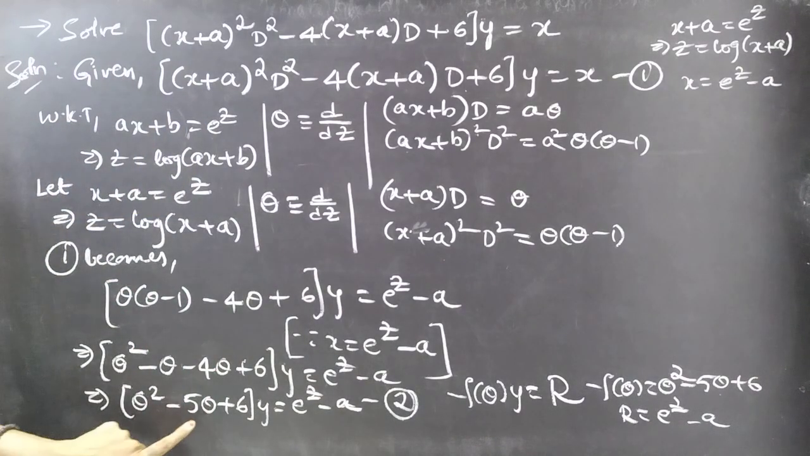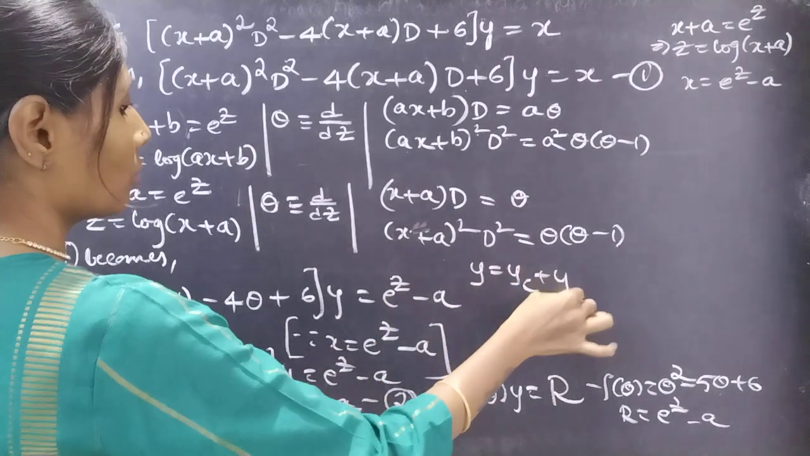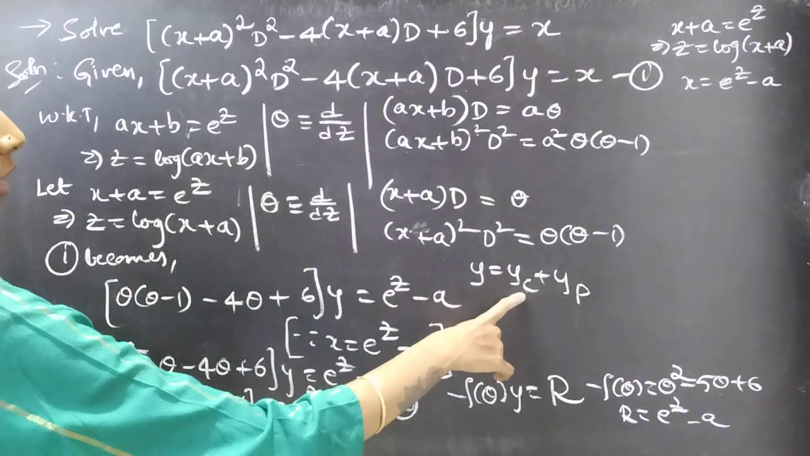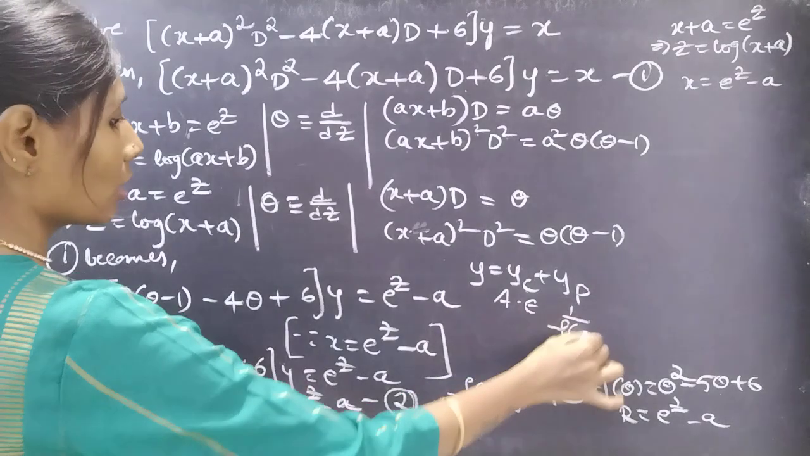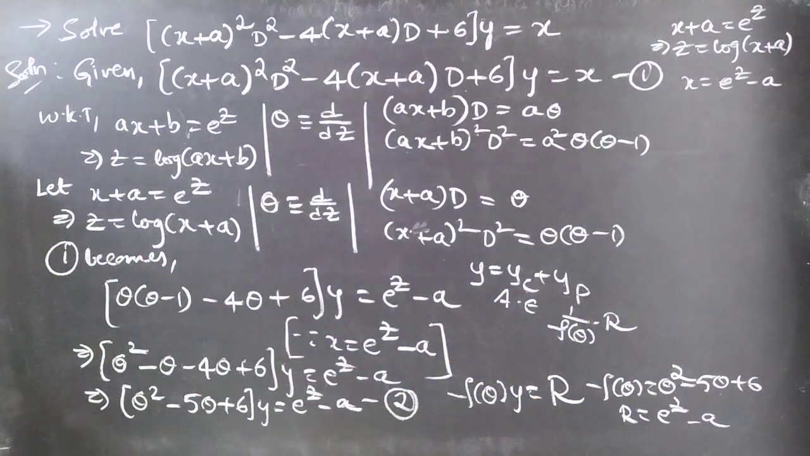Now, we'll find the solution to this equation 2 using the general solution y equal to yc plus yp, where yc is the complementary function and yp is the particular integral. We'll find yc using the auxiliary equation, and we'll find yp using 1 by f of theta into the RHS part of the reduced equation. Okay, fine.